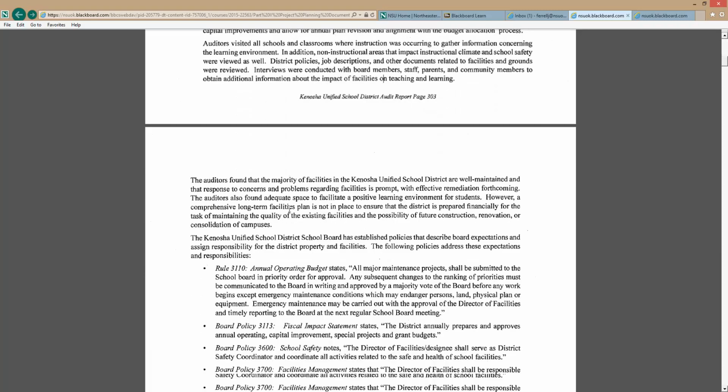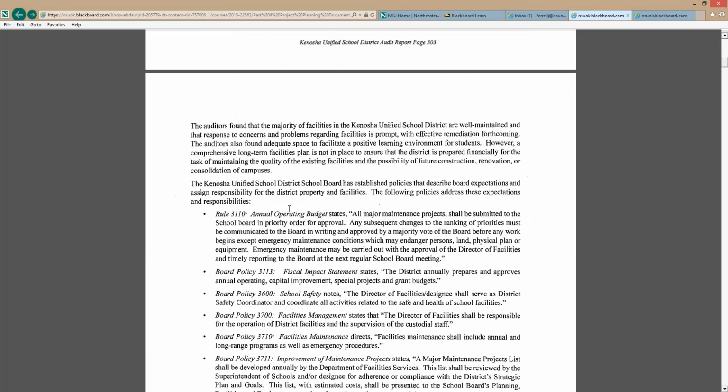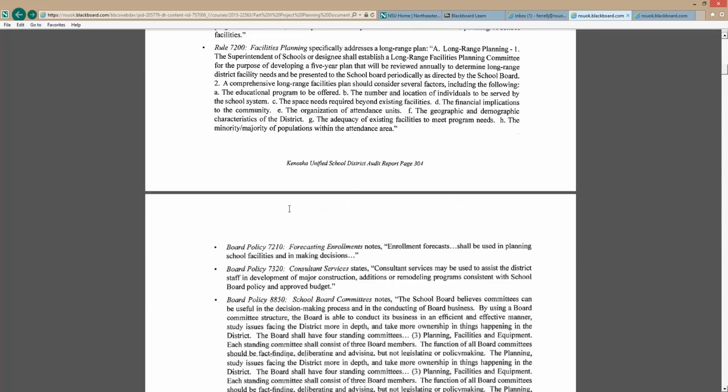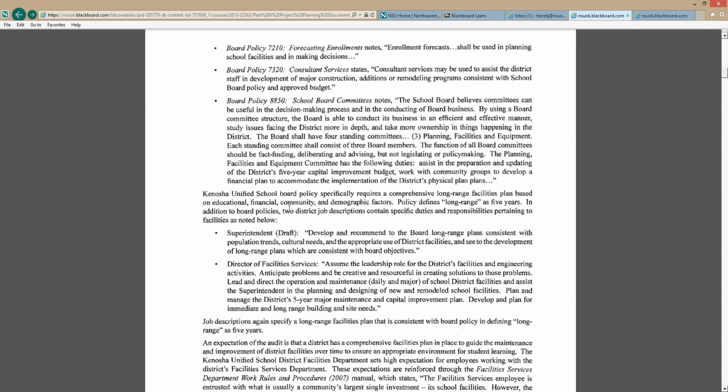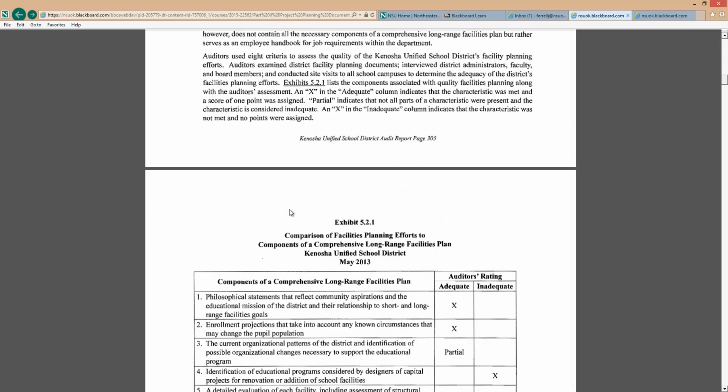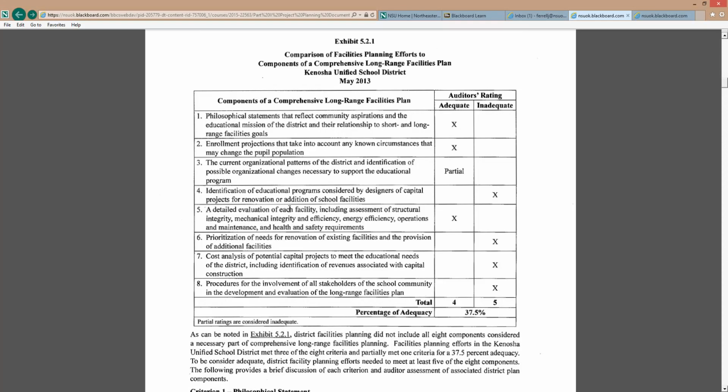They have about 20,000 students in the district, so it's a fairly large district, and you can read through this, but I just want to point out a few things. Here they listed policies used, so these are all board policies relating to facilities. And then here they're talking about a long-range document, and Kenosha didn't have one. And so what they did provide us with in this audit was a draft of the document. So we were able to see a draft of the actual document they were creating. And then you can see the report.